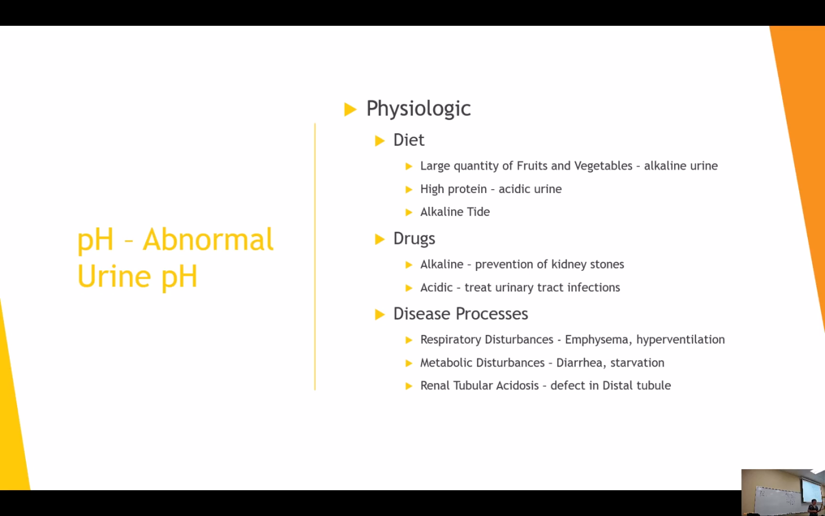Certain disease processes can cause regular abnormal urine pHs, meaning more consistent. Respiratory disturbances, metabolic disturbances, that's going to mess with your acid-base balance, so that can affect your pH. And then also renal tubular acidosis. When you have renal tubular acidosis, there's a defect in your distal tubule, so its ability to maintain that hydrogen balance is going to be interfered with. So it's going to cause problems with the acid-base balance, which is going to affect your urine pH.